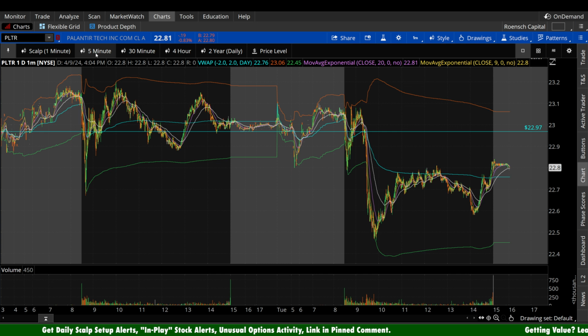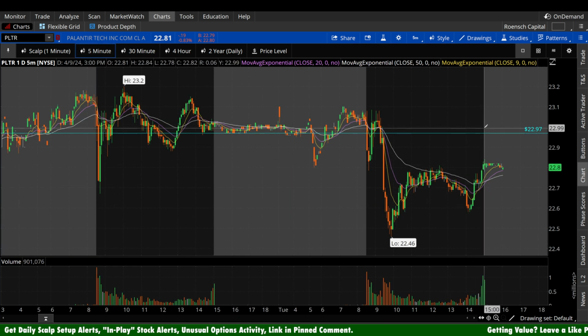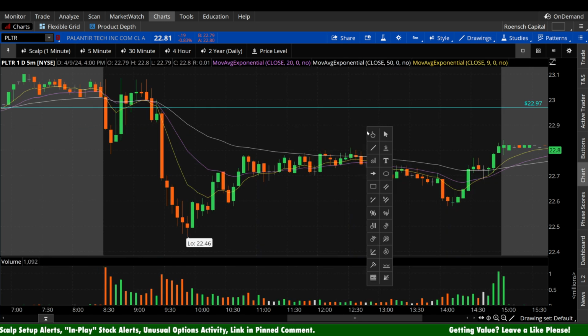Ready? Let's start with a quick volume profile analysis to try to pull out some bias under the hood on the 5-minute chart.